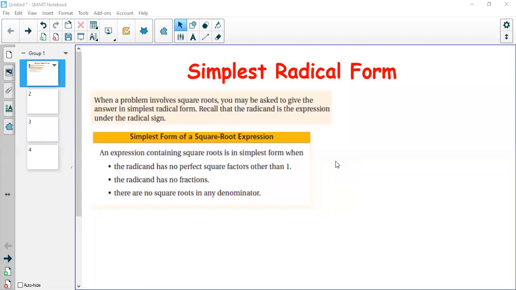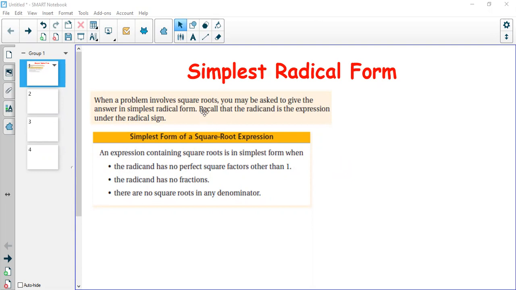Hello all. This video will be looking at how to write any radical form in the simplest form, because it is one of the very important lessons when you're learning about geometry and about the Pythagorean theorem. So how do you write the simplest radical form? How do you know if the question given is in its simplest form or not?